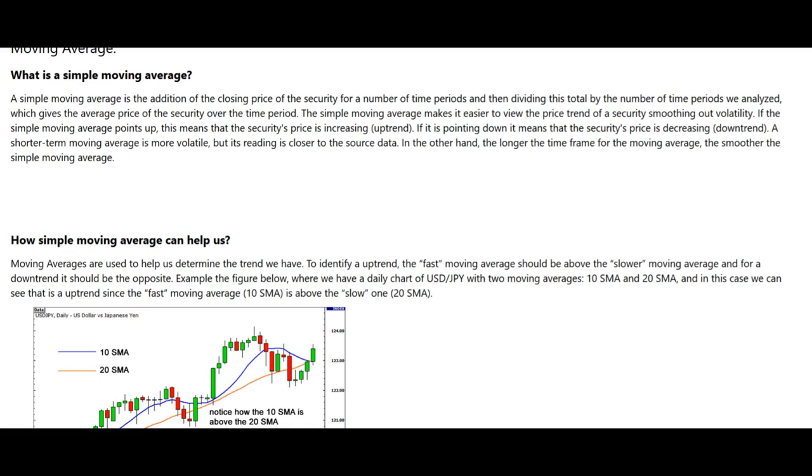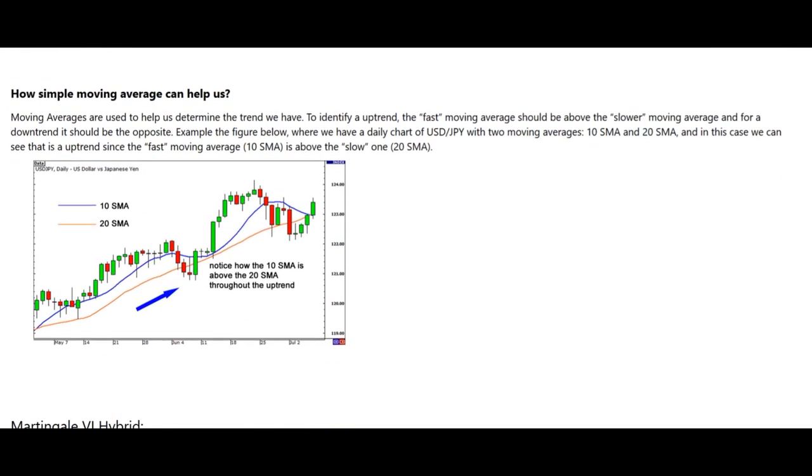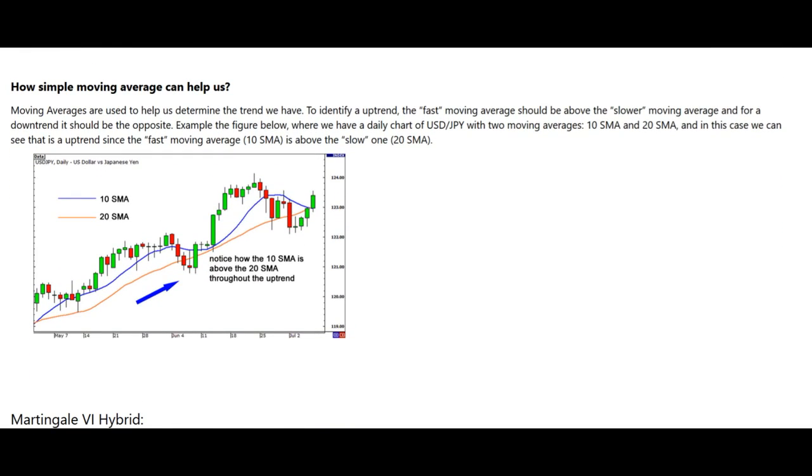A short-term moving average is more volatile, but its reading is closer to the source data. On the other hand, the longer the data frame for the moving average, the smoother the simple moving average will be. How can a simple moving average help us? Moving averages are used to help us determine the trend we have.